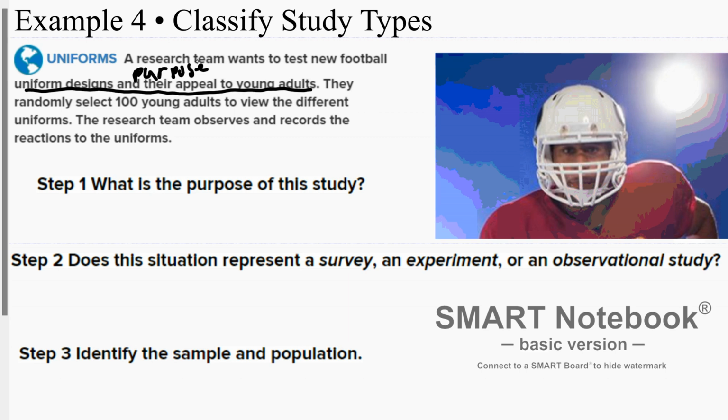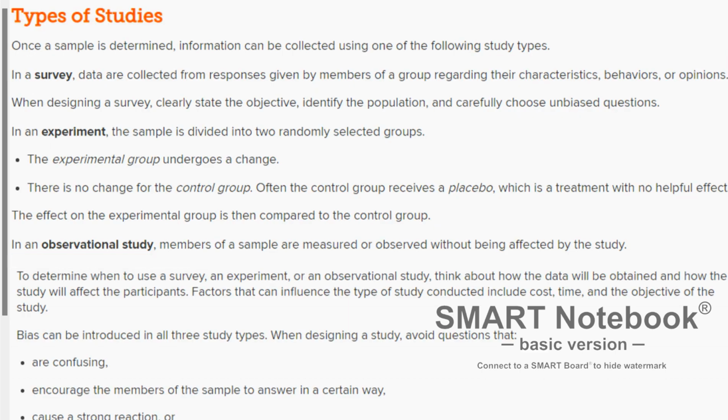Okay, now does this situation represent a survey, an experiment, or an observational study? So here you might have to go back and look at the previous slide and see here's a survey, an experiment, and then an observational study. So a survey is collecting responses, where experiment is undergoing some type of change. So you usually have a control group within an experiment. And then an observational study is where you're measuring something that's happening.